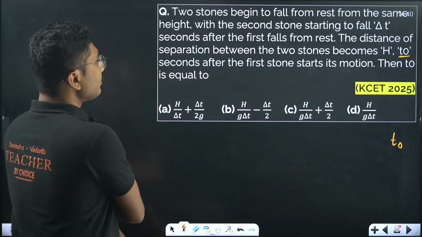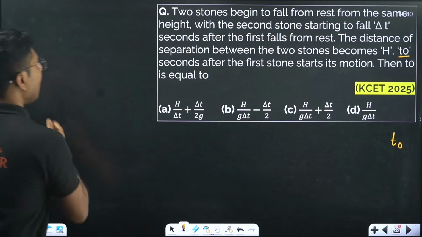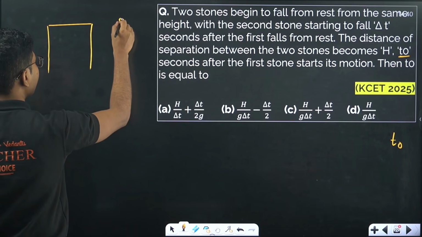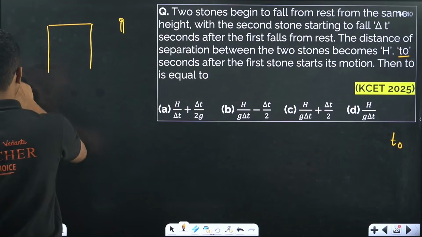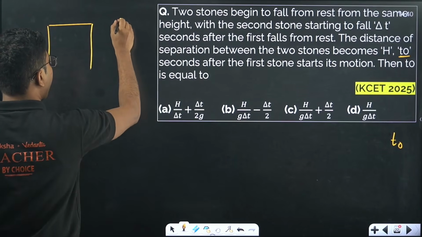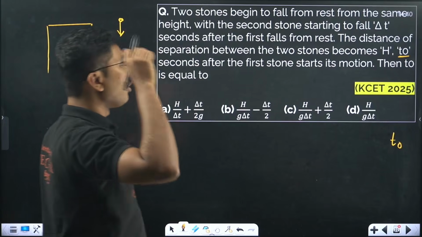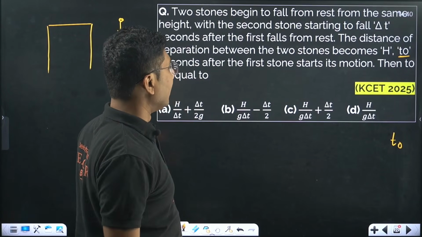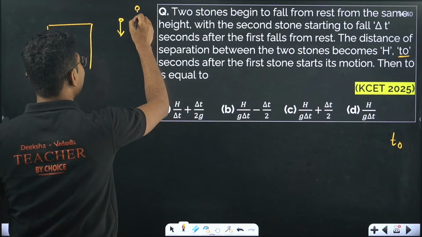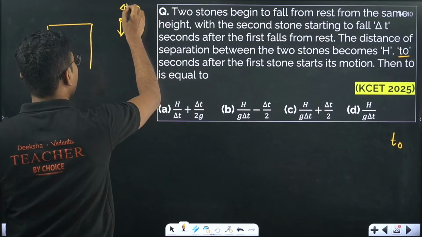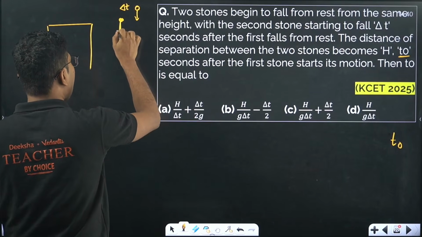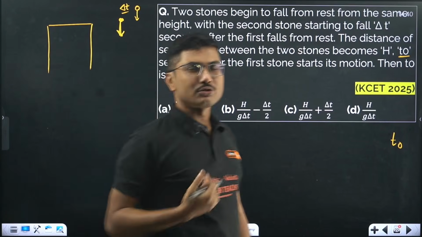So two stones fall from rest at the same height. Suppose a tall building. We drop one stone from rest. The first stone was allowed to fall, and after Δt seconds you allow the second stone to fall from the same height. The first stone already started to fall, and after Δt seconds you allowed the second stone to fall.